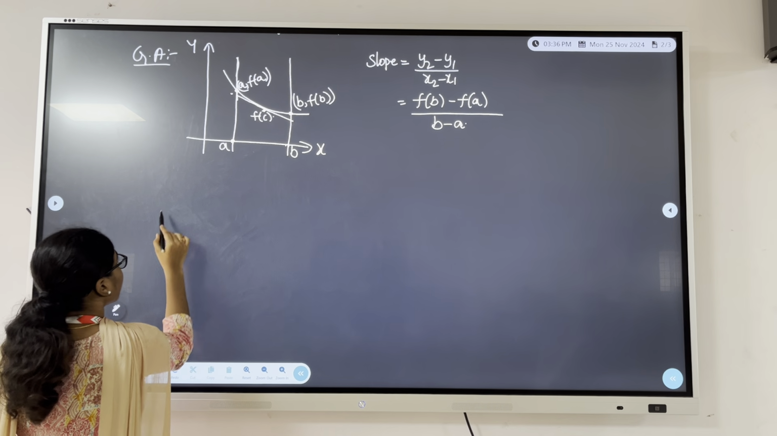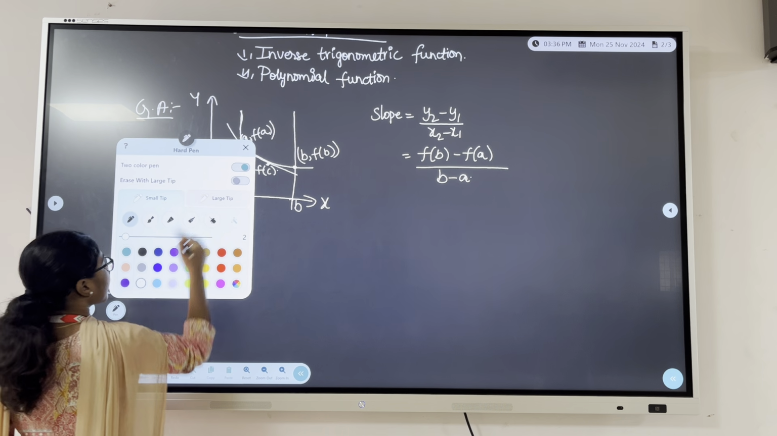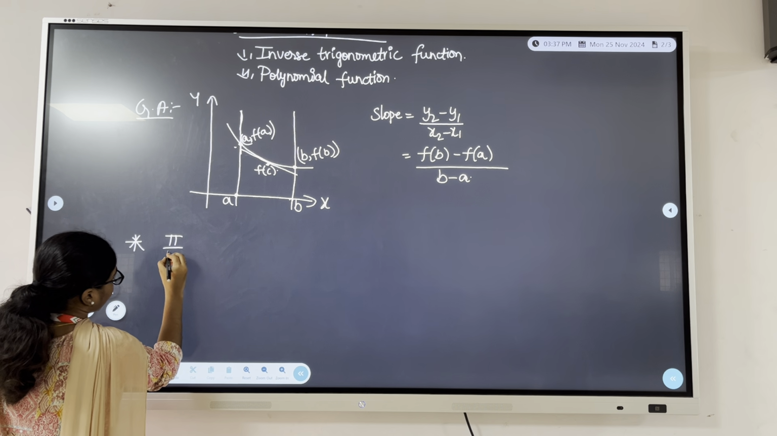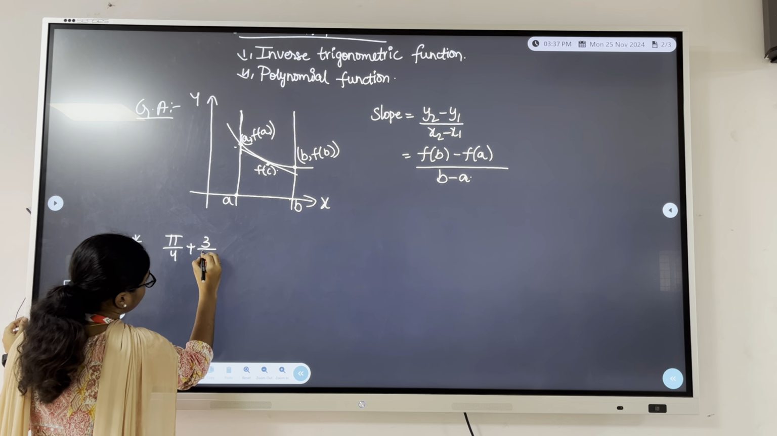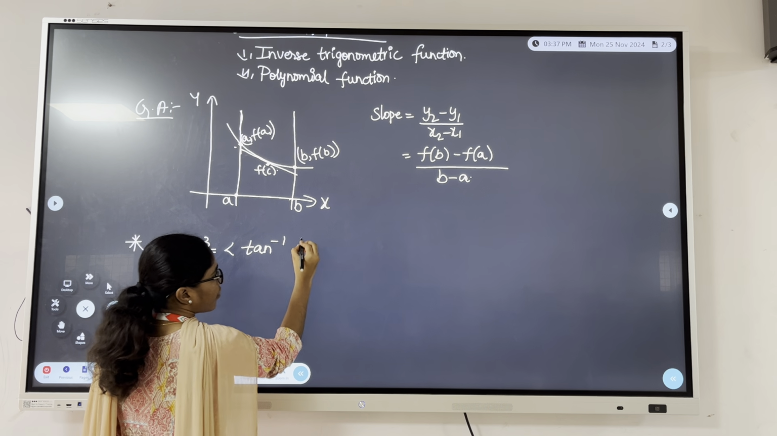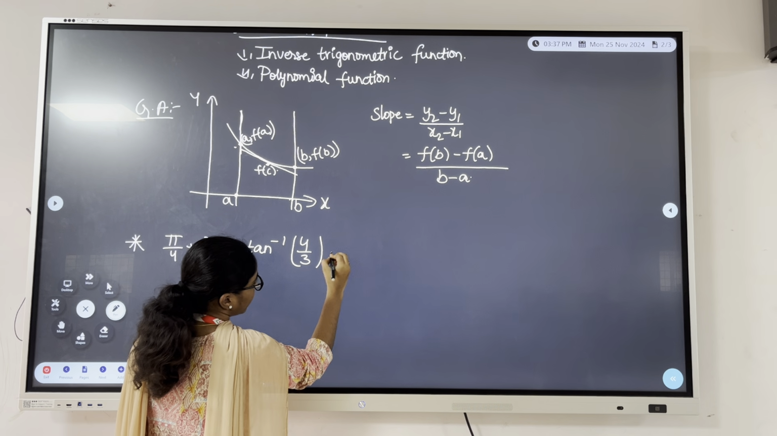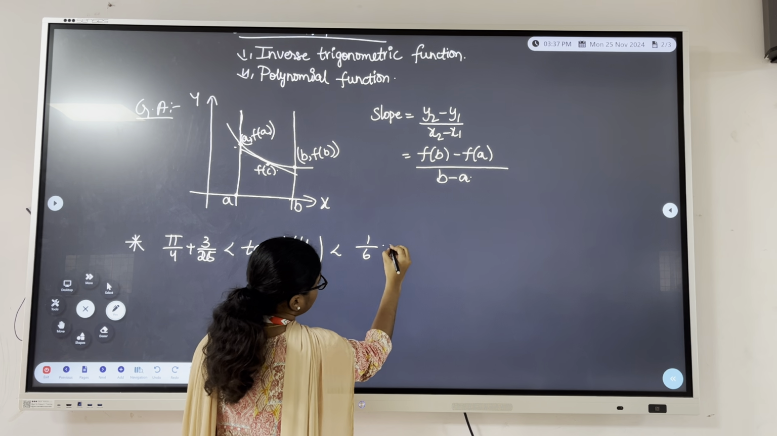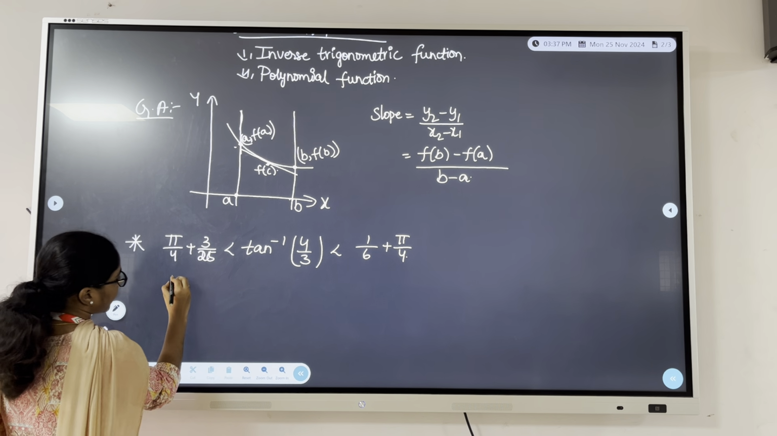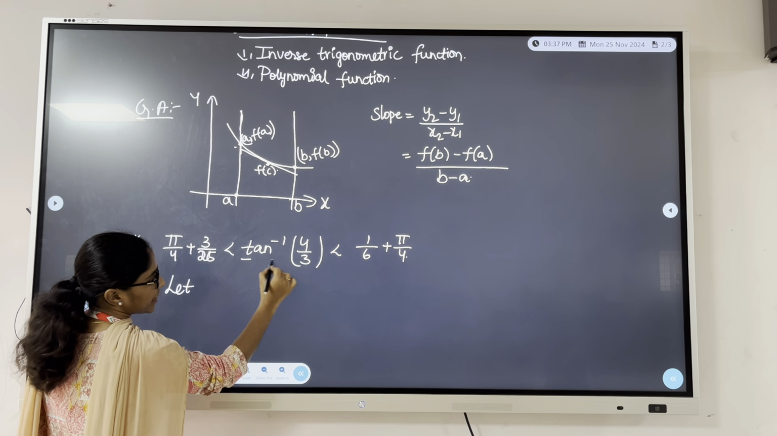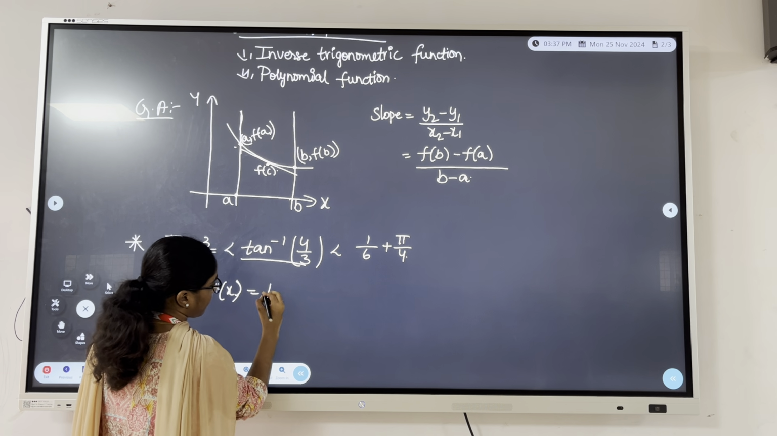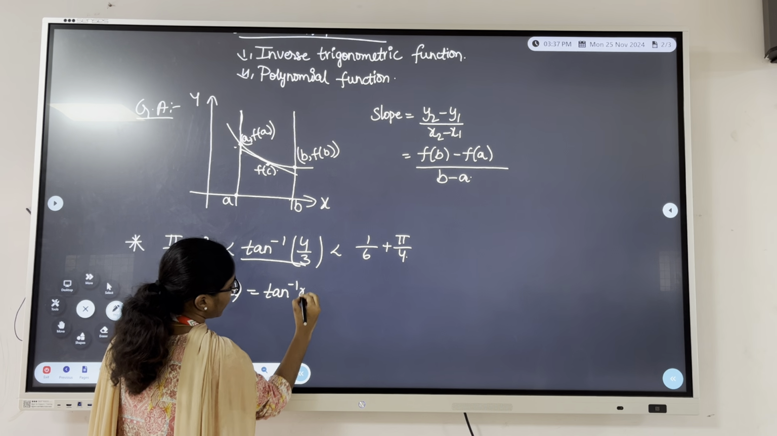Now let us solve the problem on it. Pi by 4 plus 3 by 25 is less than tan inverse of 4 by 3 is less than 1 by 6 plus pi by 4. Let f of x be tan inverse of x.